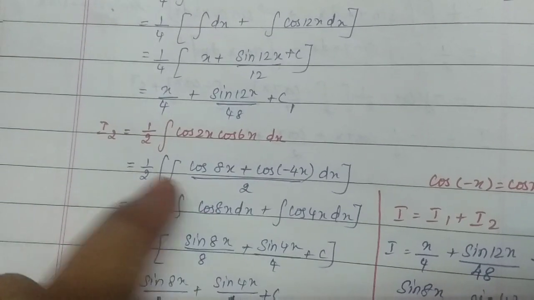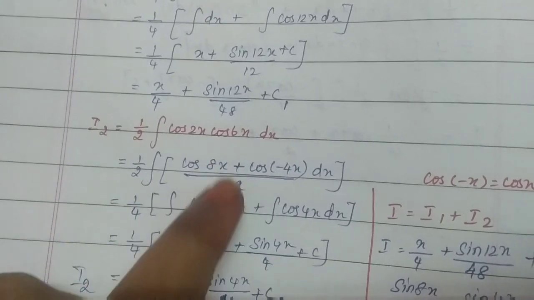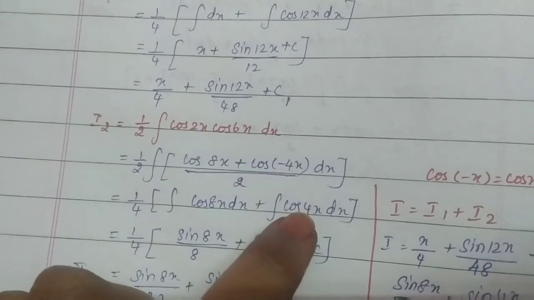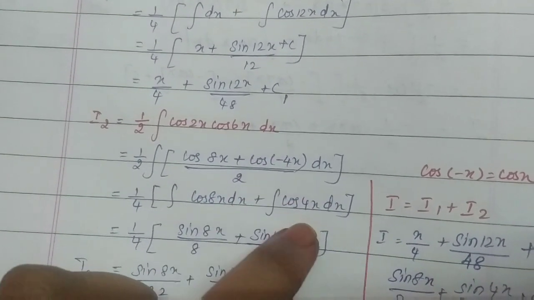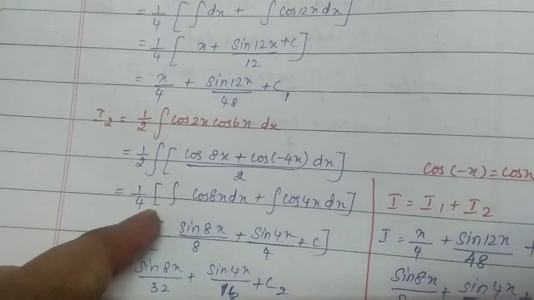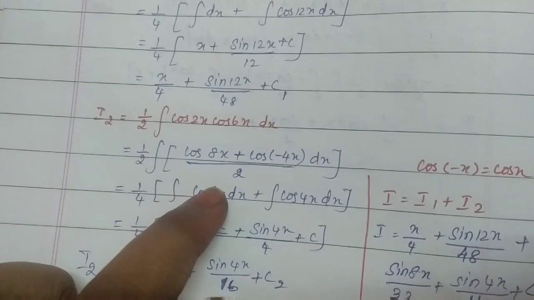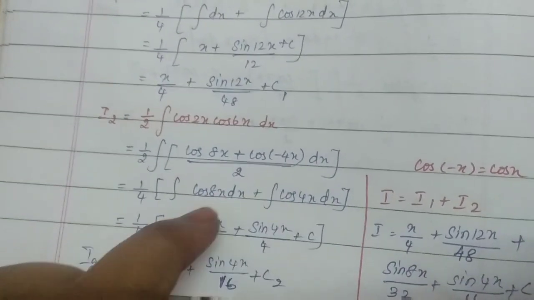So, take 2 outside. So, you will be getting 1 by 4 cos 8x. Now, cos of minus x is nothing but cos x, so cos 4x dx. Separate the integral and write. Here 1 by 4 is common for both. So, that you need to keep in mind. Don't take 1 by 4 for this term alone. It is 1 by 4 common for both the terms.